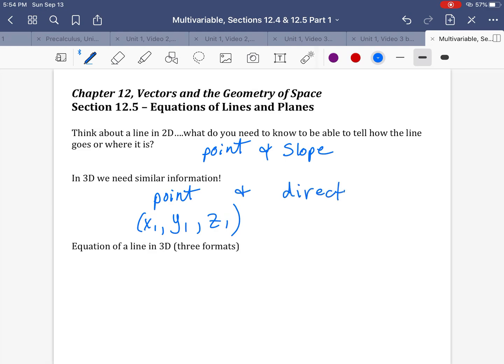All right, and you need some kind of direction vector. So my direction vector is kind of acting like my slope in a way. So when we do that, we're going to call that A, B, and C. So notice the little pointy brackets on that, not the parentheses.